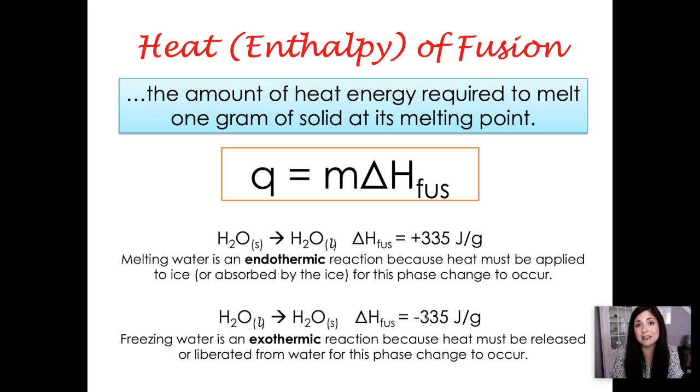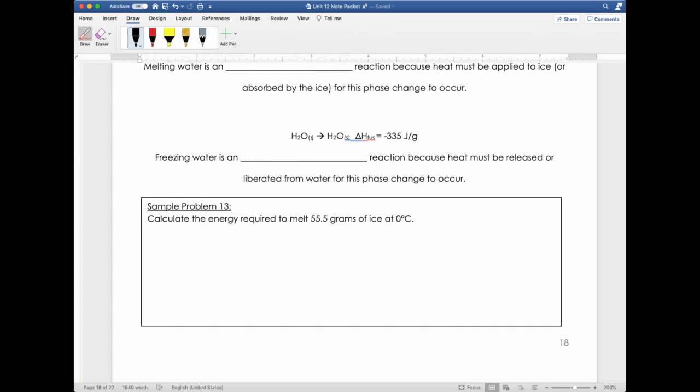Let's go ahead and do the next sample problem together. Sample problem 13. Calculate the energy that's required to melt 55.5 grams of ice at 0 degrees. So notice here we are at ice's melting point, so there is going to be no change in temperature at this point, because all of that energy that's being applied to an ice cube as it's melting is going towards the actual melting process, which is something we'll talk about a little bit later in this video. But let's just go ahead and calculate that energy quick.